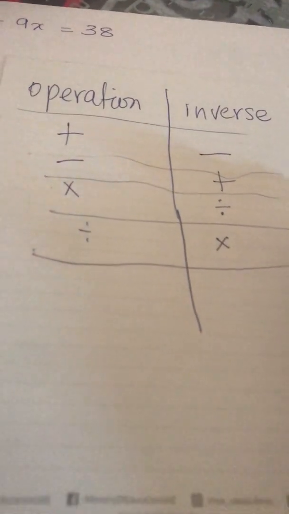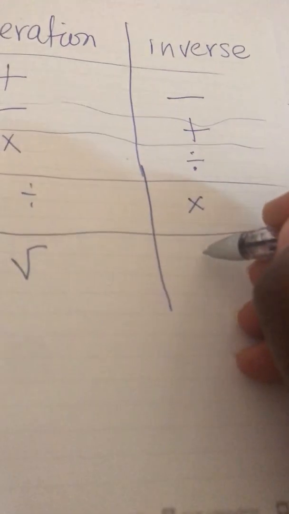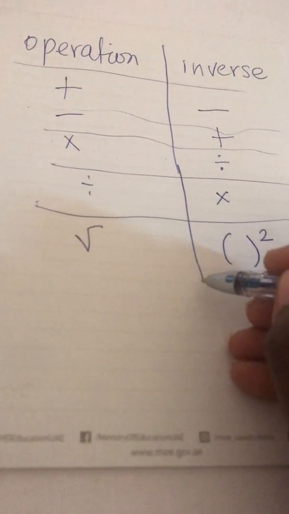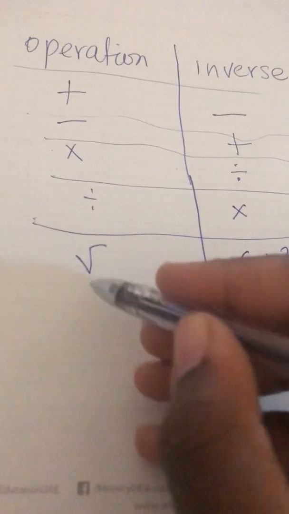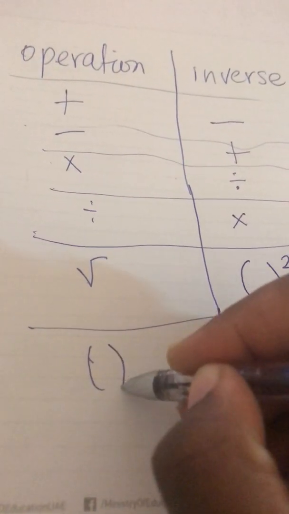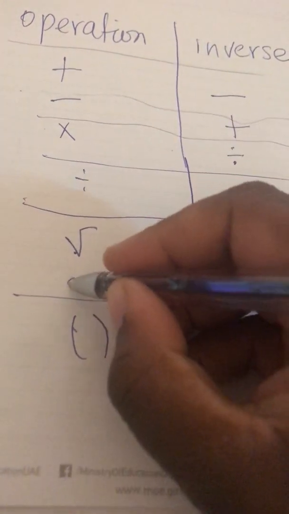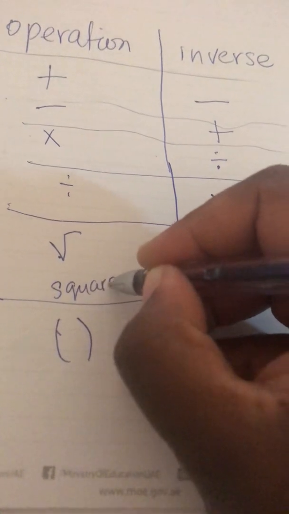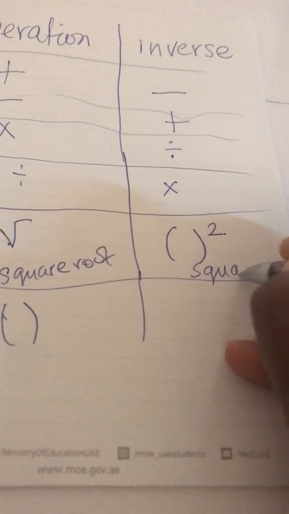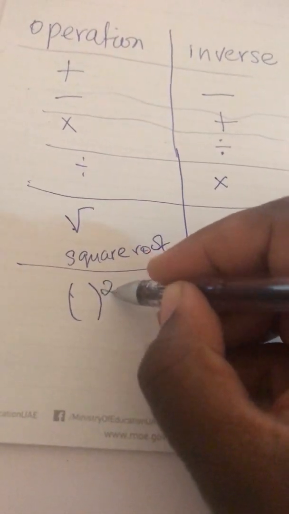And then the operation for square root, the inverse is you square. You square the number. That's the opposite of square root. The opposite of square root is squaring. The opposite of square root is you square the number. Okay?